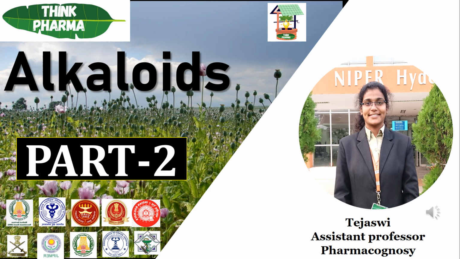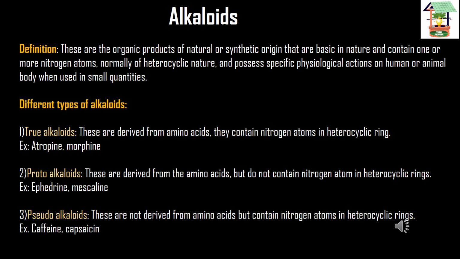After our first class, this is our second class. So moving into the topic that is alkaloids. Coming to the definition of alkaloids, what are alkaloids? These alkaloids are organic products of natural or synthetic origin which are basic in nature.